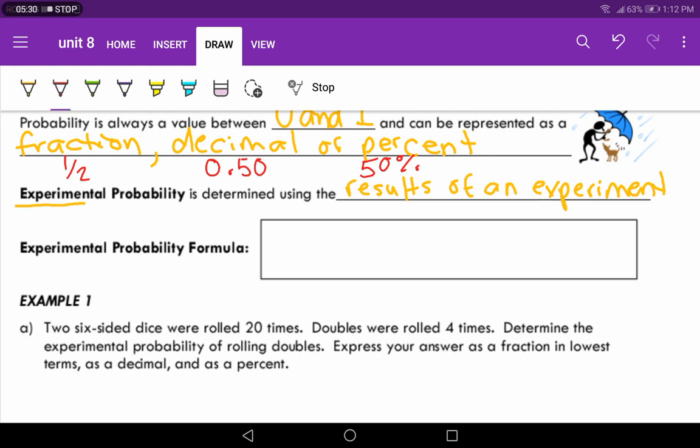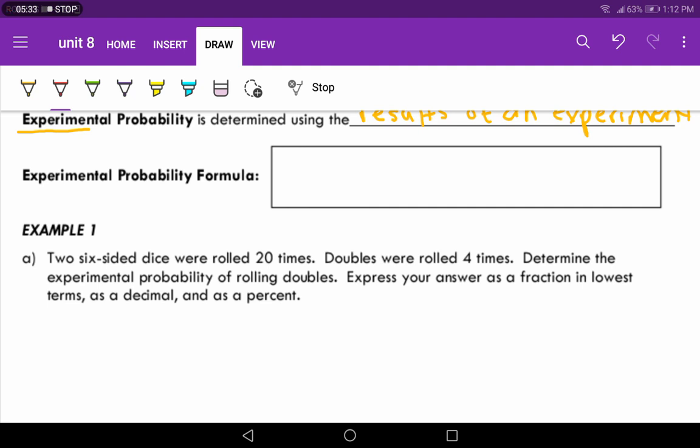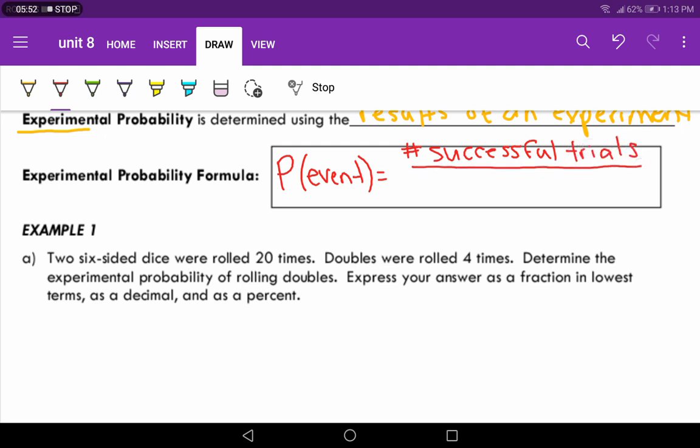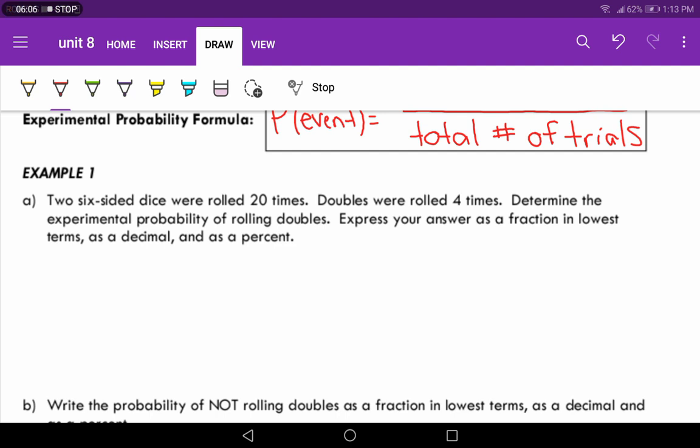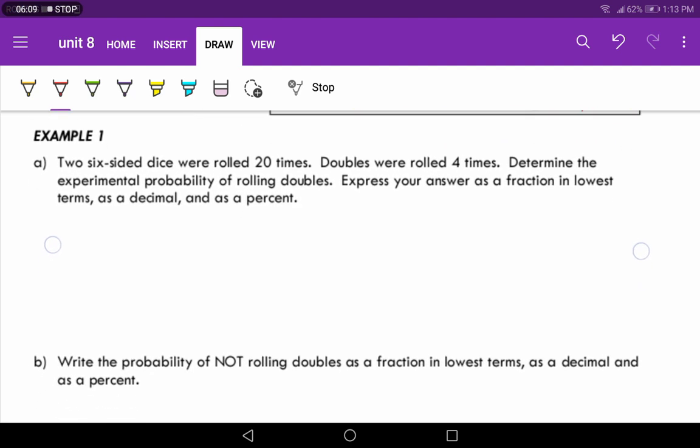So we are going to need a formula for this probability. So the formula for probability, where P stands for the probability of an event, is equal to the number of successful trials divided by the total number of trials. Okay, so again, it's kind of hard to understand until we do a couple of examples. So we will be doing 3 in this lesson.